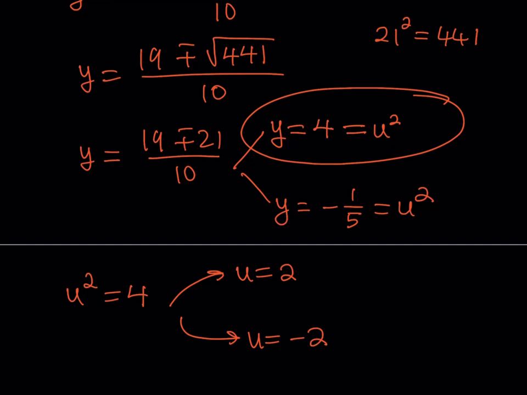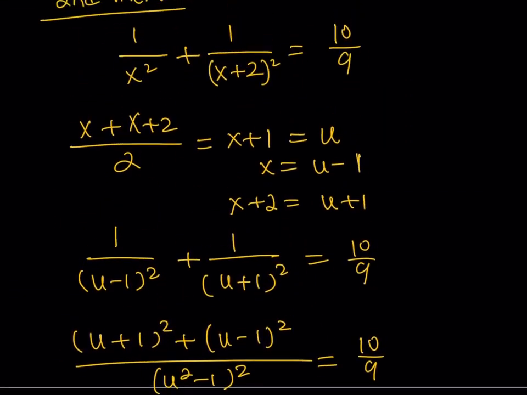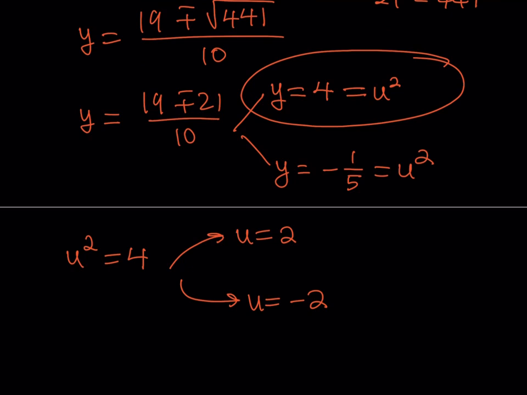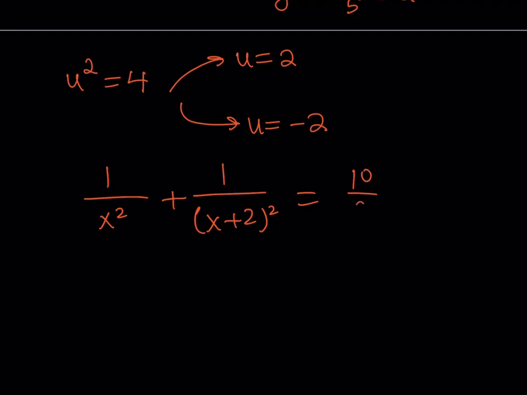Now, what was my original problem? Let's take a look at the very original equation. And the very original equation gives us something like this, right? 1 over x squared plus 1 over (x plus 2) quantity squared is equal to 10 over 9. So what we would like to do here is plug these values into that equation and see if that's actually going to work. But these are u values, right? How do you find the x values? Well, we've got to remember what we used for substitution. What does u stand for? Remember, we've taken the average of these two numbers. So u was equal to x plus 1. u is equal to x plus 1.